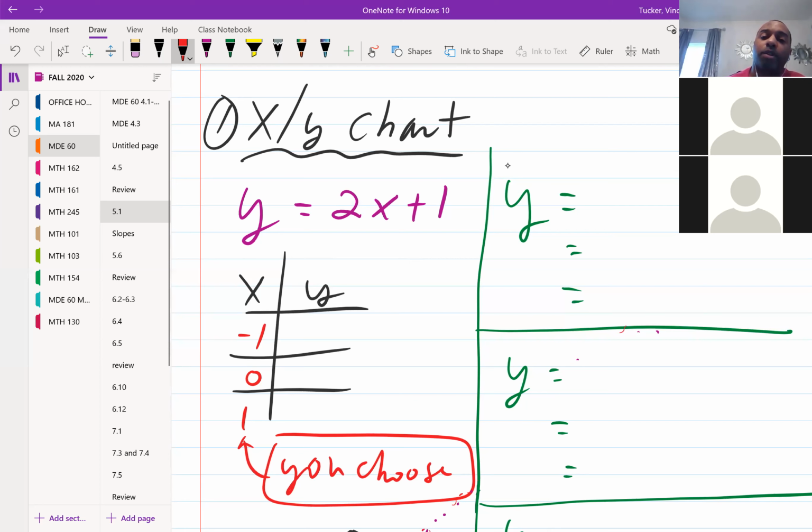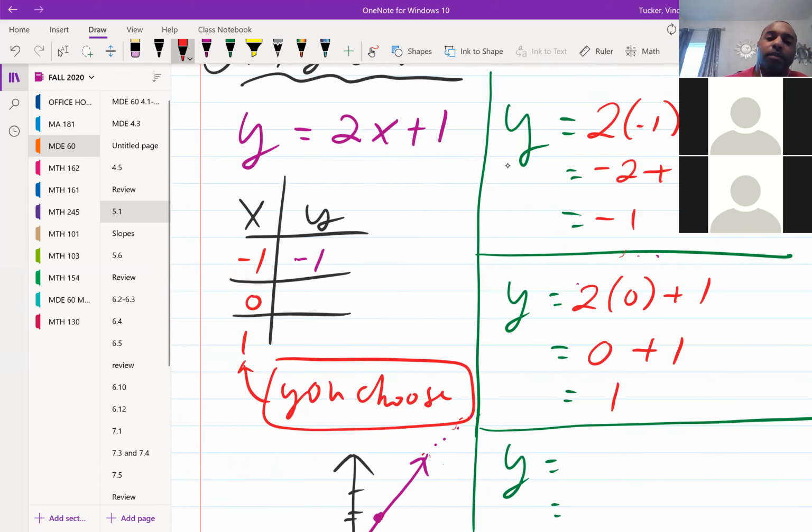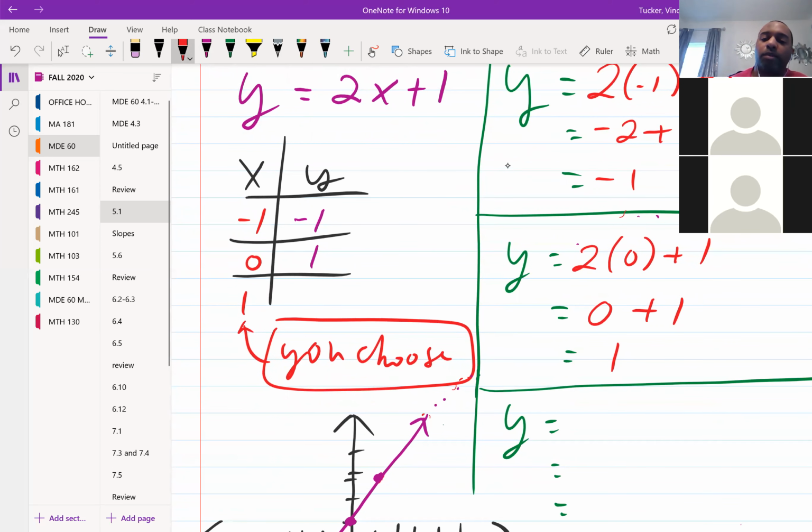So that's 2 times -1 plus 1. You just plug it in for x to find out what y would be. So that's -2 + 1, and that's -1. So it just so happens that when you plug in -1, you get -1 in this case. That will not always be the case, of course. Do it again for 0. 2 times 0 is 0. 0 + 1 is 1. And one more time for +1.